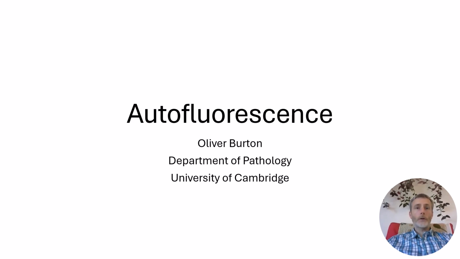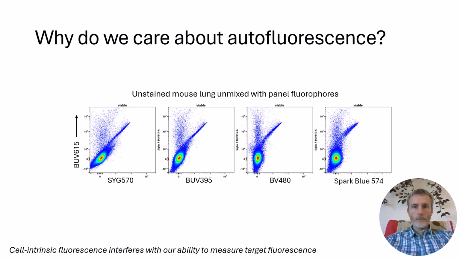In this part of the tutorial, I'll provide some suggestions for dealing with autofluorescence in your samples. Why do we care about autofluorescence? Autofluorescence is fluorescence that already exists in our cells prior to staining. It can vary depending on the cell type or activation state, meaning there can be some cells with more or less signal in the data, and then these signals can interfere with our measurement in different ways.